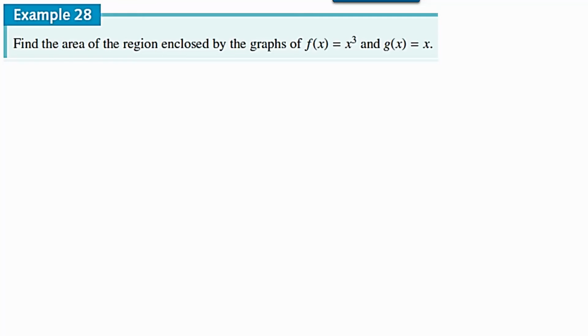Find the area of the region enclosed by the graphs f of x equals x cubed and g of x equals x. There's no interval given, so you have to find the interval. Okay, so you need to know what your lower bound and upper bound are. How do you find that? Point of intersection. How do you find point of intersection? Solve when they're both equal to each other. So unlike the one before, which was -1 to 1, we have to figure this one out now.